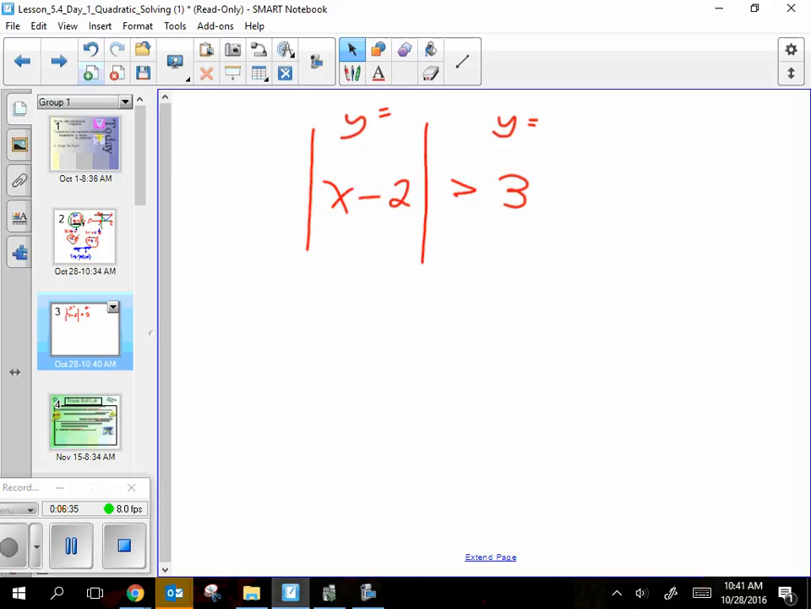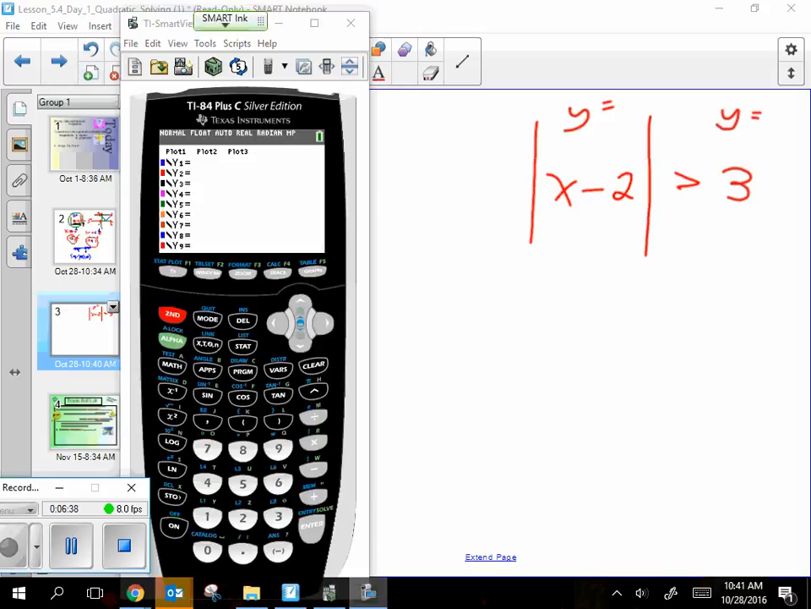I'm going to pause while you give that a try. Okay, I'm going to show people how to type this into the calculator. Absolute value I'm finding as second 0.